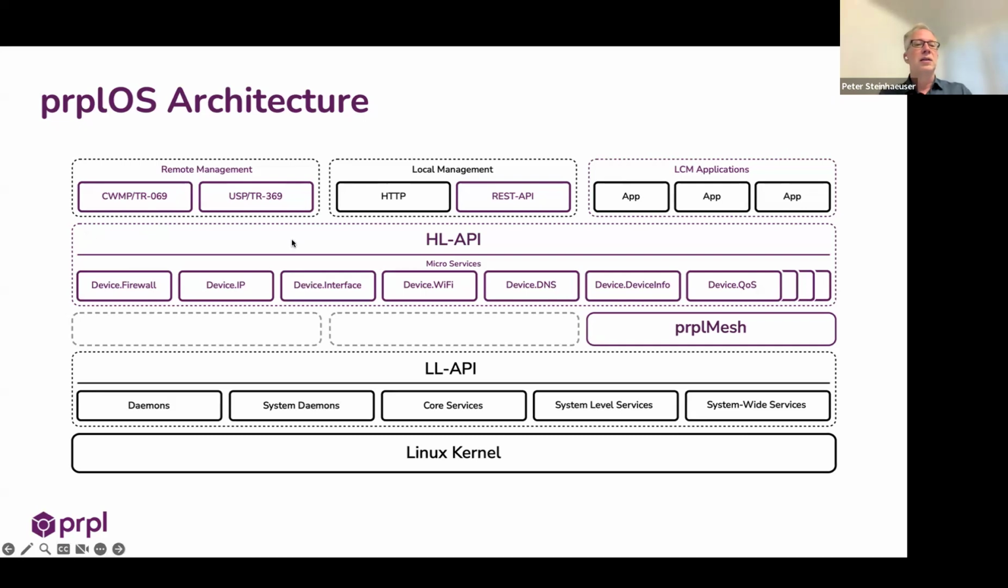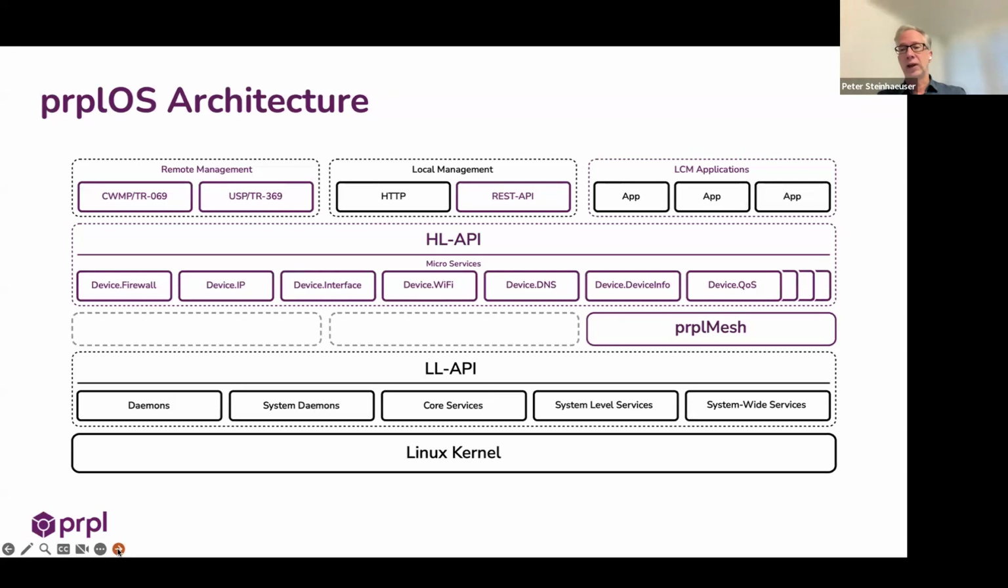And all this then is what we call the high-level API, which is exposed to the upper layers in this stack. Of course, the most important one, the remote management via CWMP and USP. Then local management, where you can access the high-level API via HTTP or via REST API. And of course, also for the LCM applications. This is one of the big achievements also in prpl, to make this process very simple and very transparent, so app developers can provide their software apps for prplOS as well.